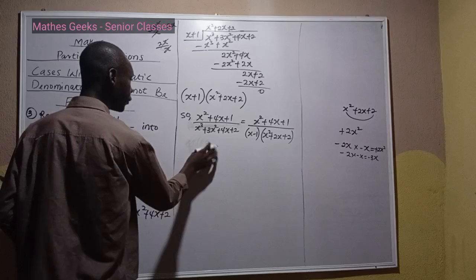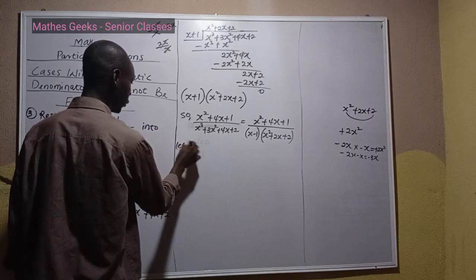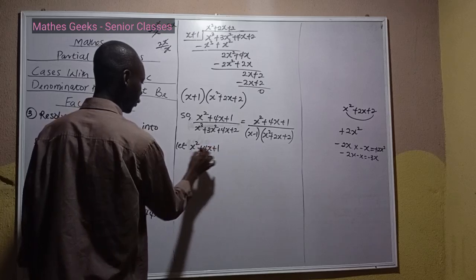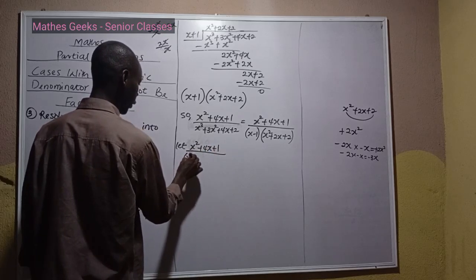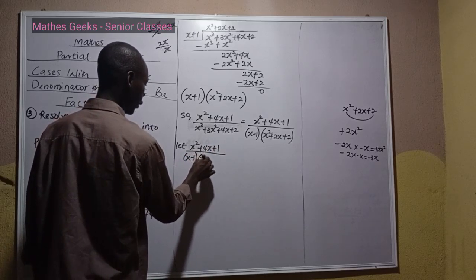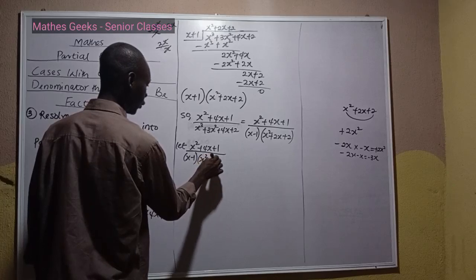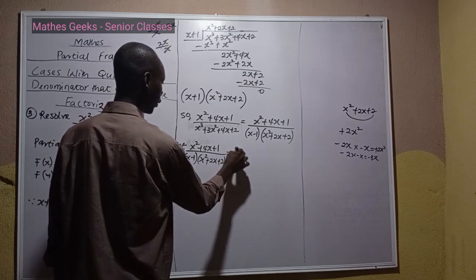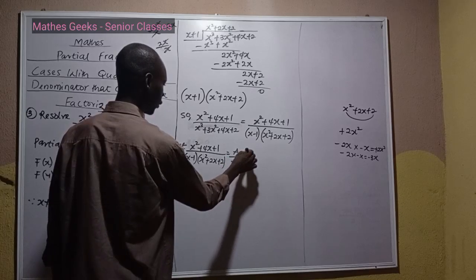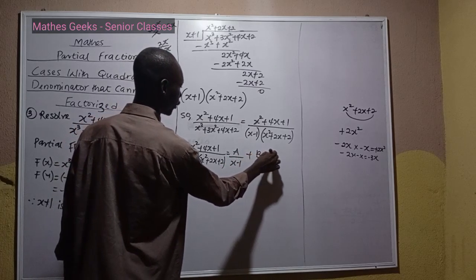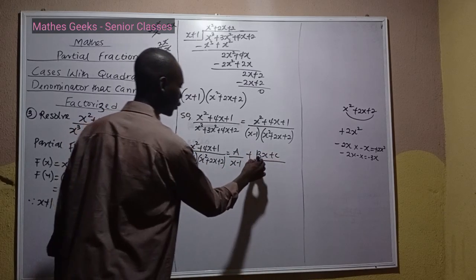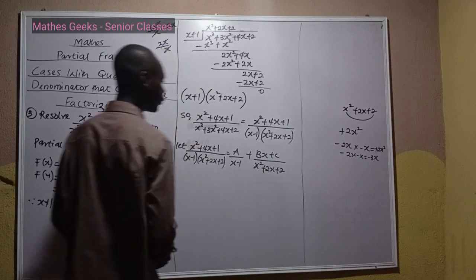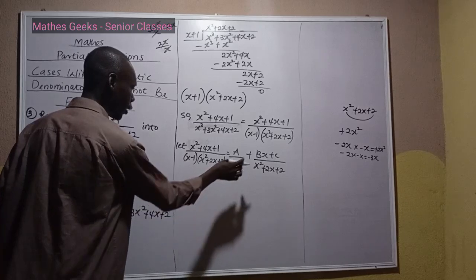So since this is not in this form, we have to resolve this into partial fractions, so we say let x squared plus 4x plus 1 over x minus 1 times x squared plus 2x plus 2 be equal to e over x minus 1 plus bx plus c over x squared plus 2x plus 2. So the next thing is to multiply through.